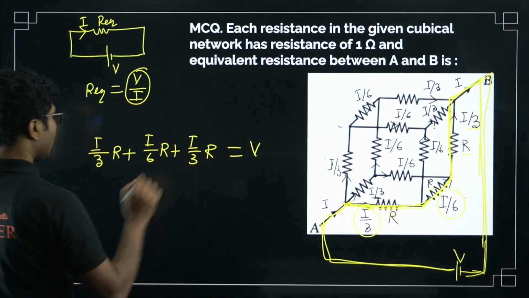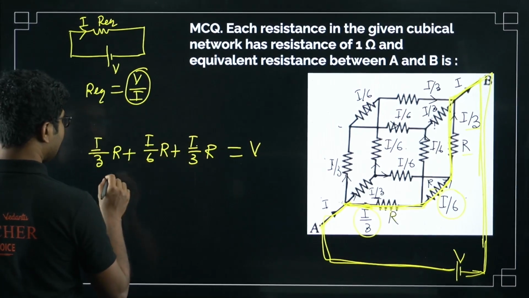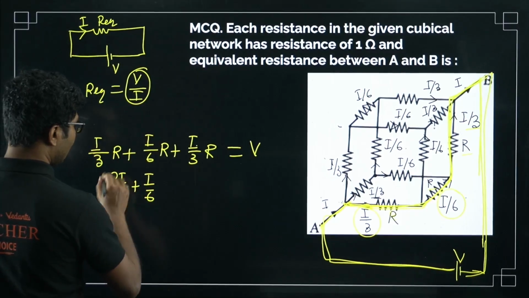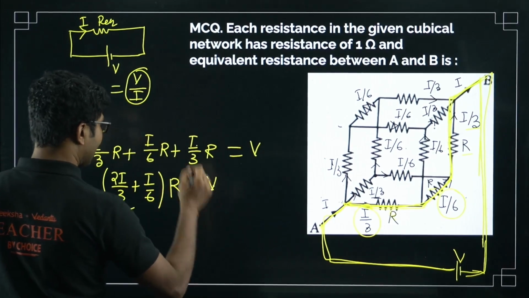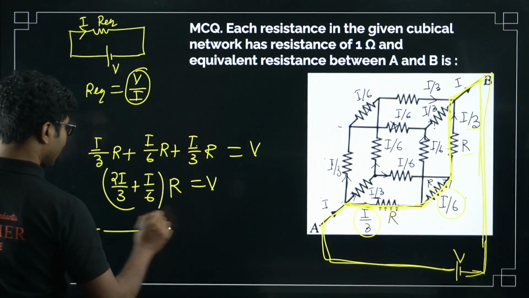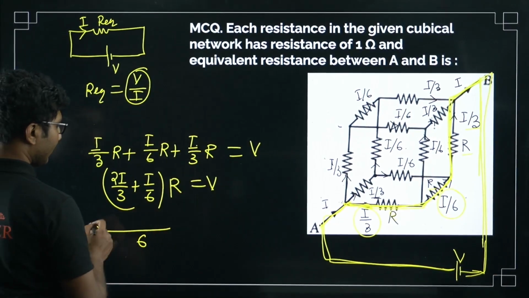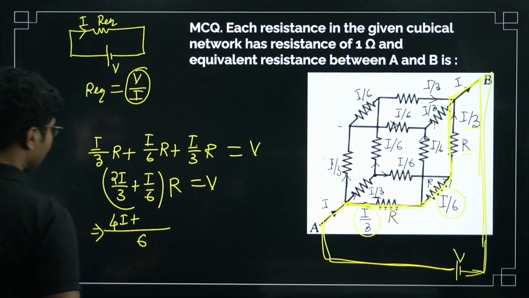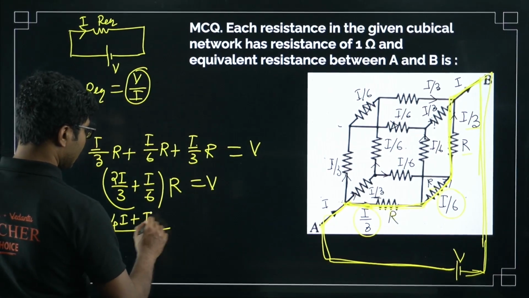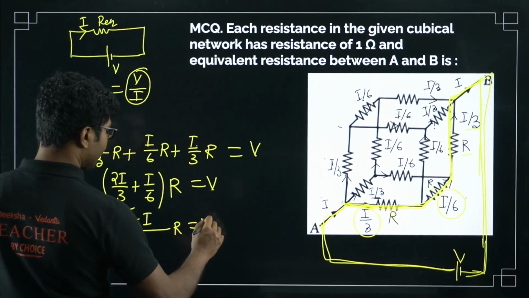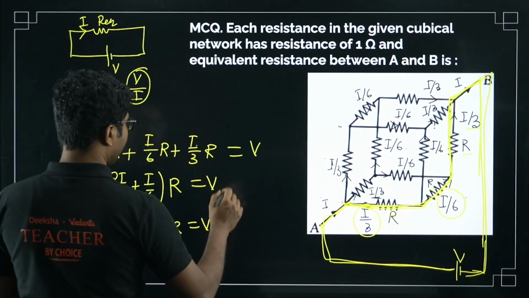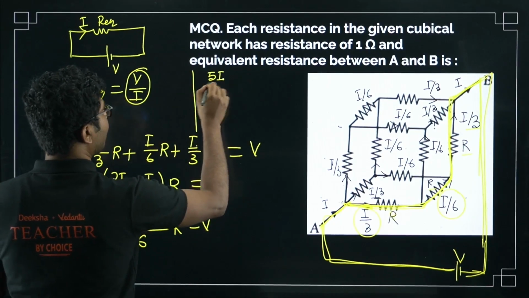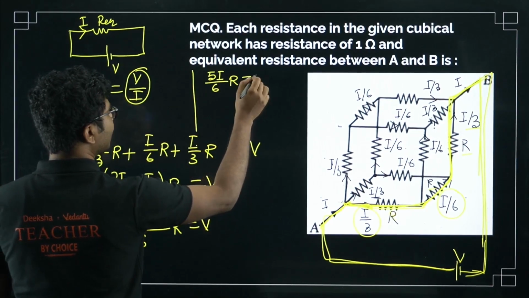Okay, so now solve this. I by 3 plus I by 3 is 2I by 3, plus I by 6, into R equals V. You can solve it any way, it does not matter. So it is basically 6, and then we can say that 4I plus I, that is into R equals V. Okay, so we can write this as 5I by 6R equals V.